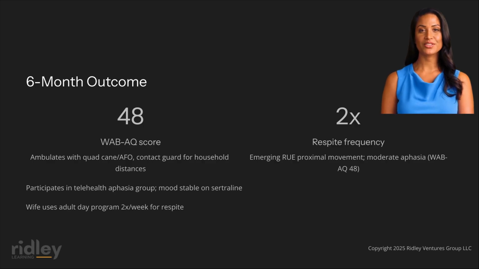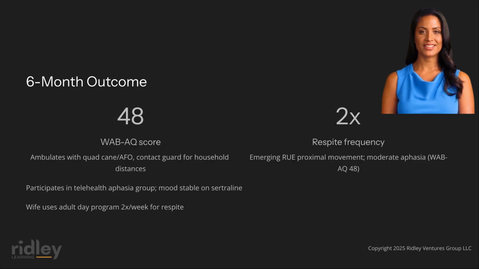Aphasia improved to moderate severity with a Western aphasia battery aphasia quotient of 48, with functional communication using a combination of single words, gestures, and communication device for complex messages. He participated in a community aphasia group via telehealth monthly, providing peer support and ongoing language stimulation. Depression remained managed on sertraline with stable mood. His wife reported manageable caregiver burden with use of an adult day program, 2 days weekly, providing respite.